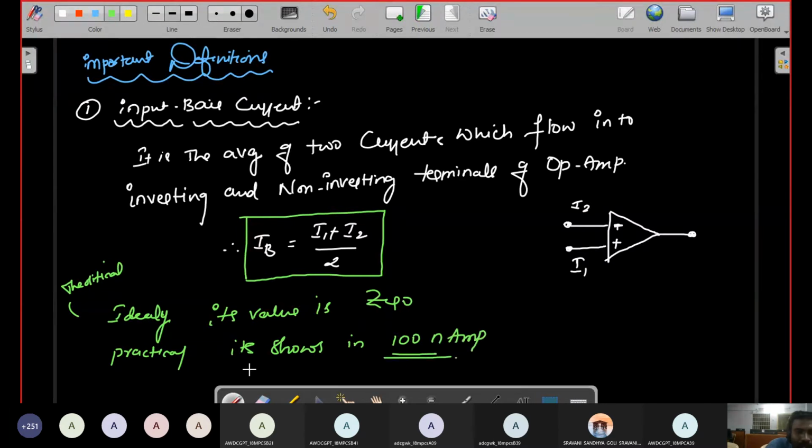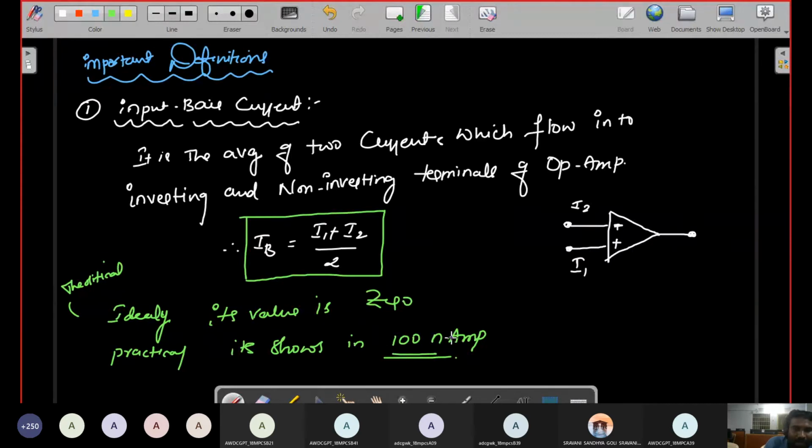Practically it shows 100 nano amperes. Theoretically, if you are not providing any current to these terminals, the output current is also 0. That means there is no biasing condition. Ideally, theoretically its value is 0 because I am not applying any current right now. But practically it shows 100 nano amperes due to internal components, some current gets driven. So it is hundreds of nano amperes, while this is approximately 0 actually.